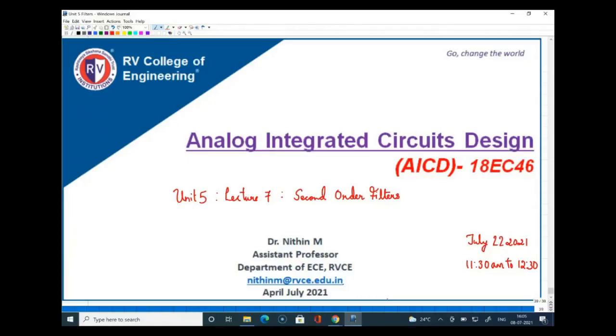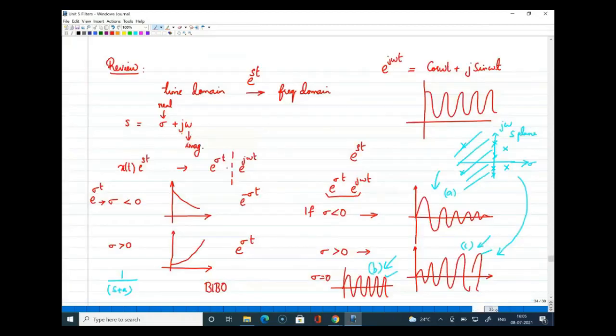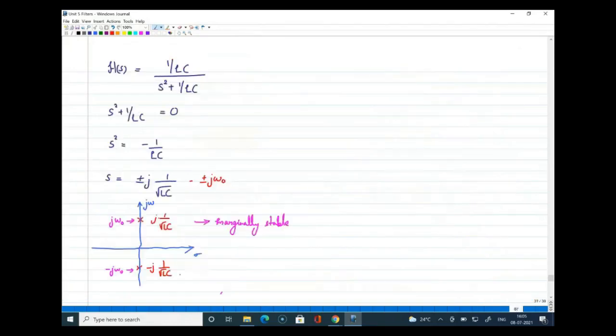Welcome to today's class of analog integrated circuit design. We were discussing filters, and in the last class we looked at second order filters. There we arrived at the general transfer function of a second order filter, and we saw the transfer function.